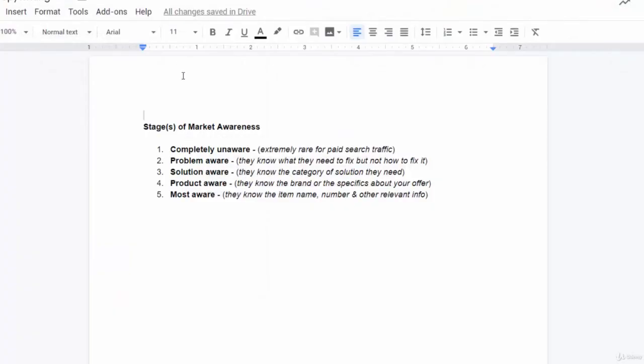So the first thing that I want you to keep in mind when we're writing ads is the stage of market awareness, okay? There are 5 different stages, and the first stage here is completely unaware. Now, you're not going to really see this in the paid traffic space on Google, right? Because most likely people are coming to Google with a problem and they're looking to find an answer. They actually have an intent to find something.